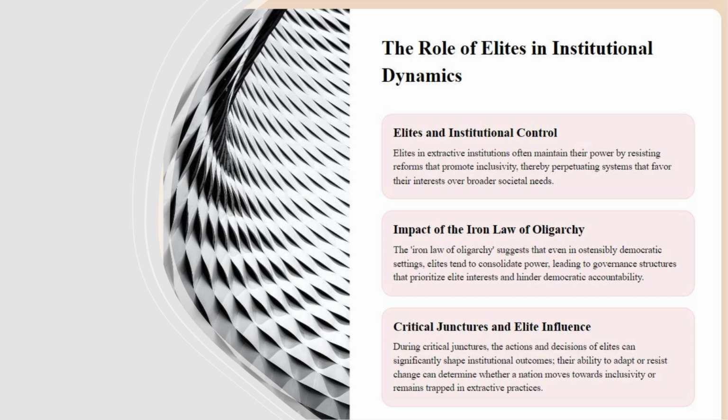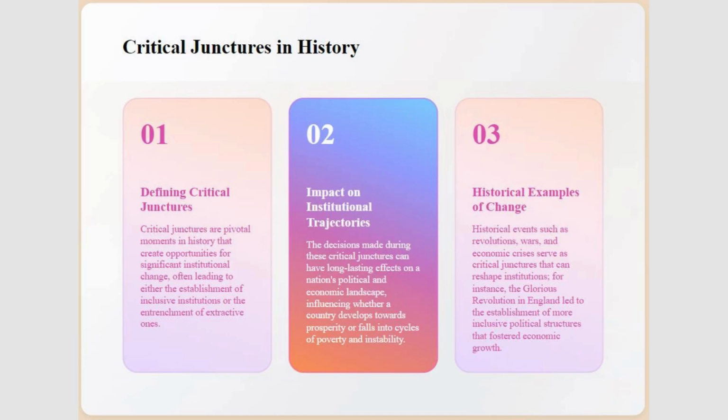The second concept is the role of elites. In societies with extractive institutions, elites often resist the adoption of inclusive reforms because they threaten their hold on power. The book describes the iron law of oligarchy, where those in power, even in seemingly progressive societies, tend to act in ways that consolidate their control rather than empower the broader population.